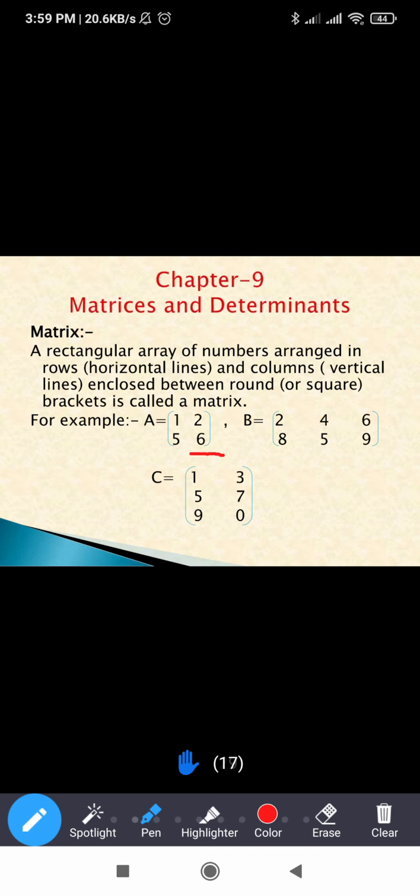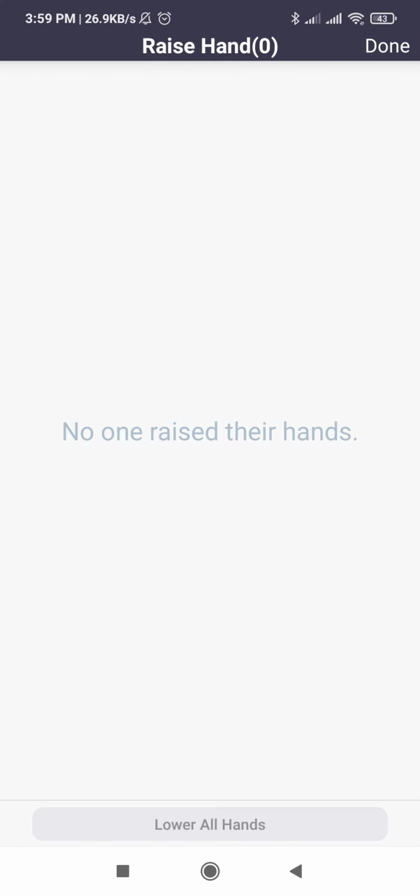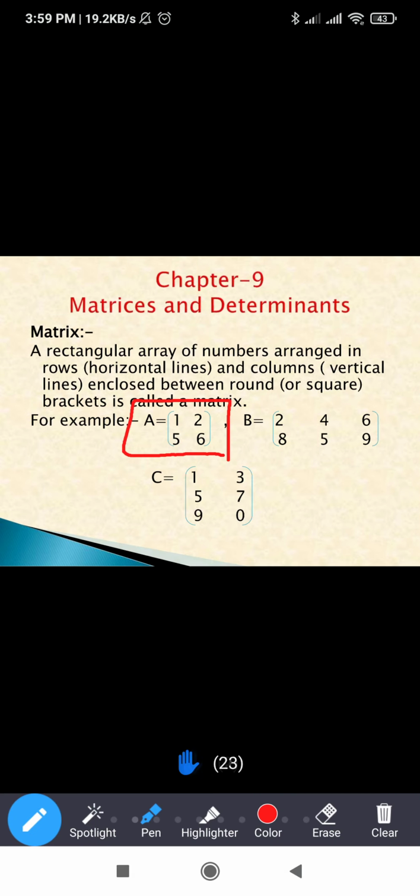Can anyone say the size of the matrix A? What is the size of the matrix? What is the size of matrix A? Anyone who can say the size or order of matrix A?